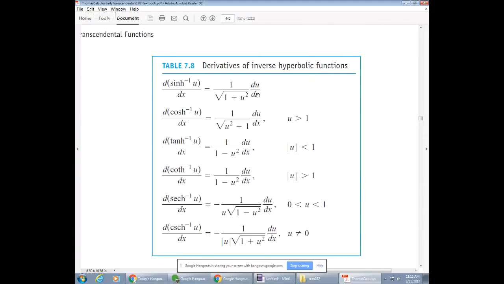Substitutions didn't work. But now the fundamental theorem says, hey, the integral of 1 over the square root of 1 plus u squared, well, that's just the inverse hyperbolic sine. Okay. So the fundamental theorem combined with these new inverse hyperbolic functions solves a lot of problems we couldn't solve before. They don't solve all of them, but it solves a ton that we were stuck on before.